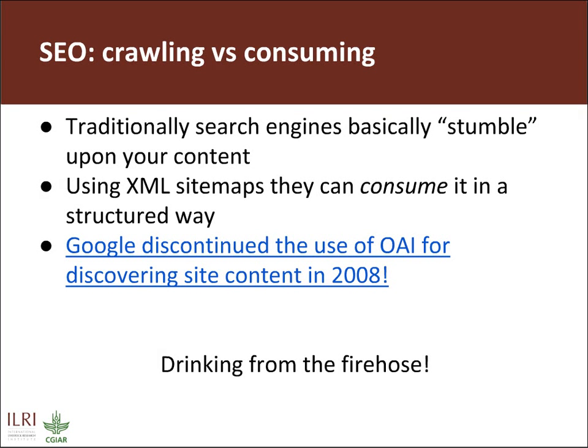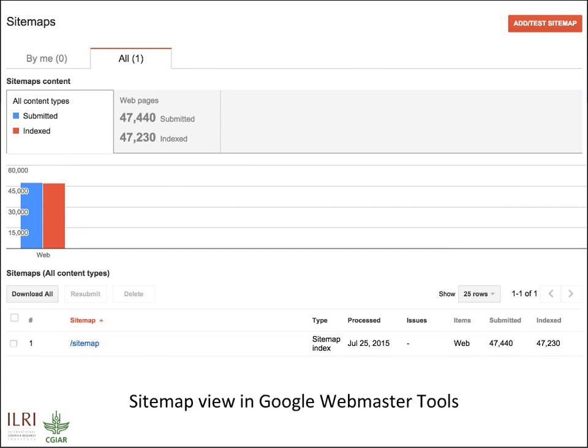And this is what our sitemap for CGSpace looks like in the Google Webmaster Tools. You can see that our sitemap lists 47,000 items, and Google has gone and consumed 47,000 of those items. There's a little discrepancy there, but basically we're telling Google exactly where all of our items are and how to get them directly. So again, if you have an existing DSpace and you're looking to increase your exposure, you need to sign up for Webmaster Tools, and you need to submit your sitemap and turn on the sitemap in the DSpace cron jobs.